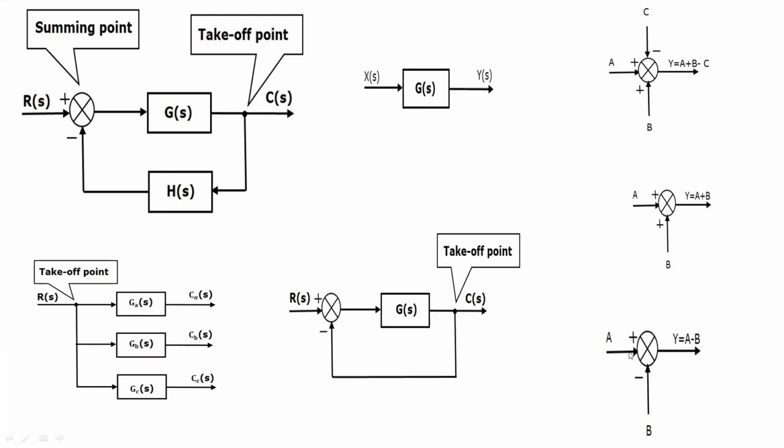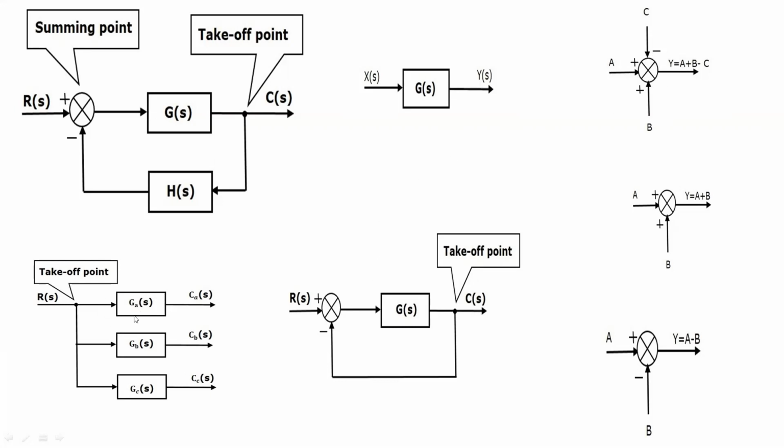Now in this figure, we have input A and input B, where A has a positive sign and B a negative sign. So the summing point output Y is equal to A minus B. Then here we have three signals, A plus B minus C. Similarly, the output Y is equal to A plus B minus C.